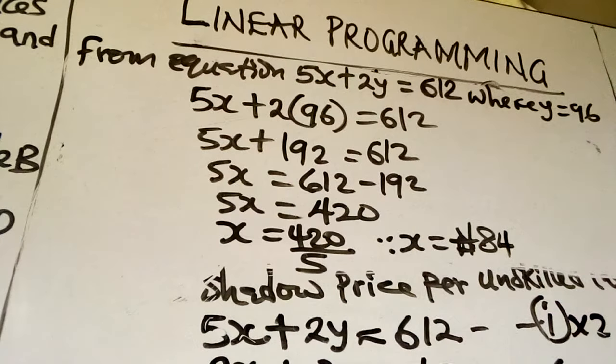So the shadow price of grade A is 84 and that of grade B is 96. So you have determined the shadow prices to be 84 and 96 respectively.